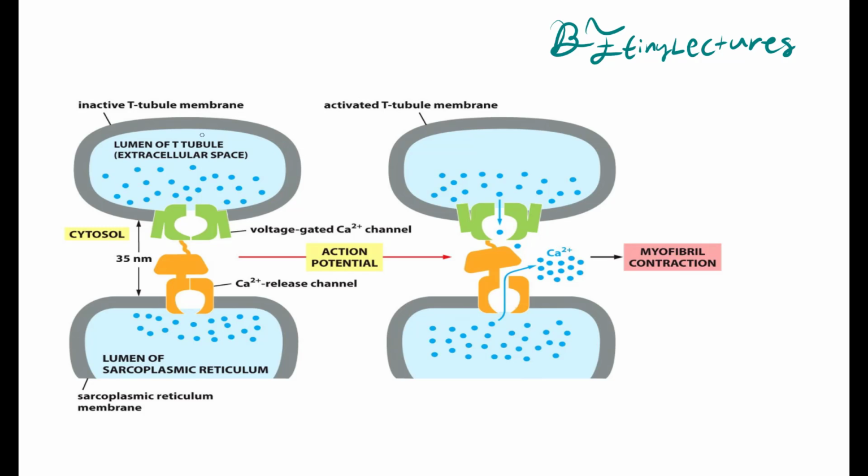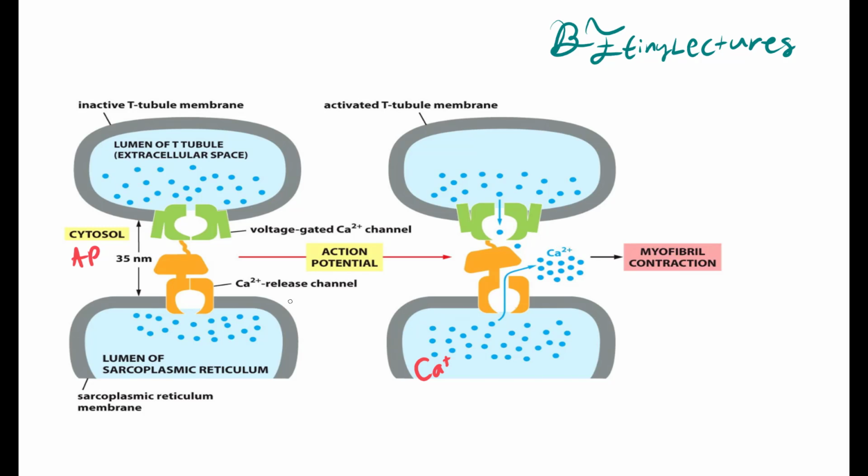Here we have the transverse tubules. If I create an action potential, the action potential will be carried by the transverse tubules. And when this action potential is in contact with a voltage-gated calcium channel, the calcium channel will become released. And since there is a large amount of calcium within the sarcoplasmic reticulum, it will be released into the cytoplasm.